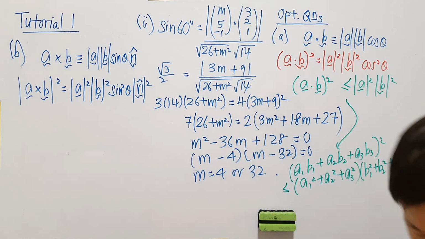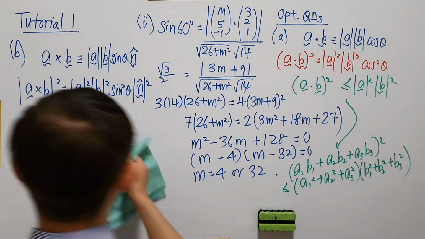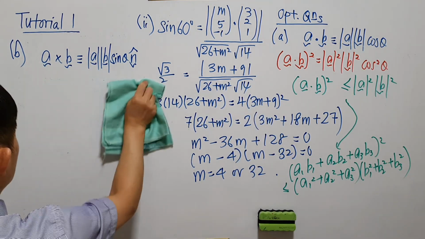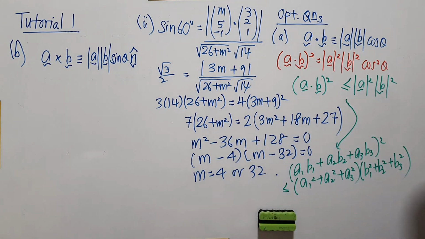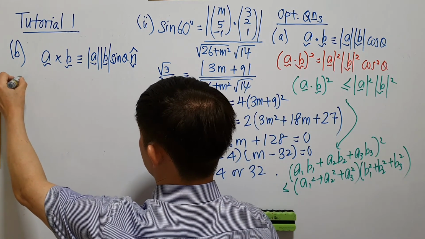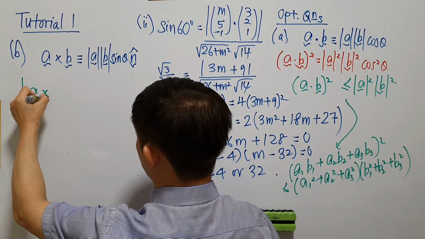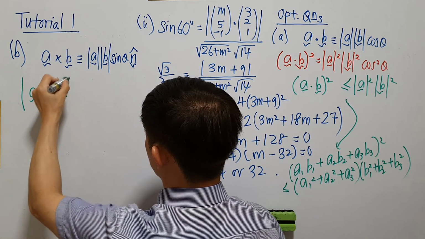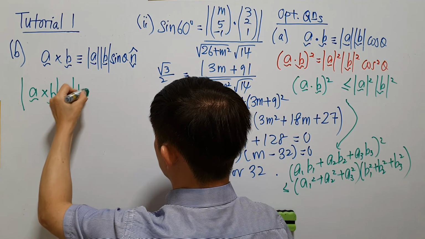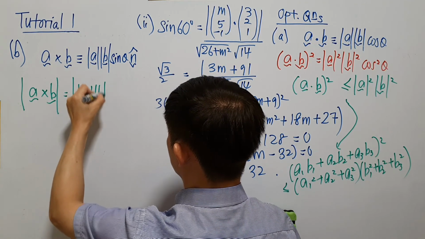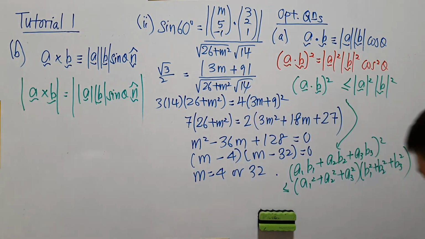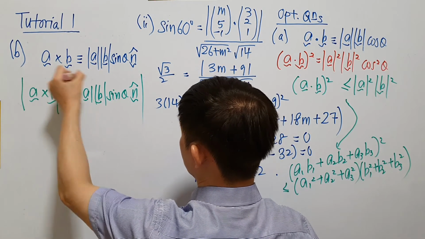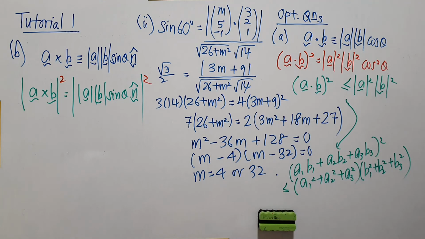Okay, so maybe it's bad that I write this. Maybe I should rewrite this. I should actually say that I would take the magnitude of both sides first. Right, I take the magnitude of both sides first, then after that I square both sides. Okay, I think that one is easier.